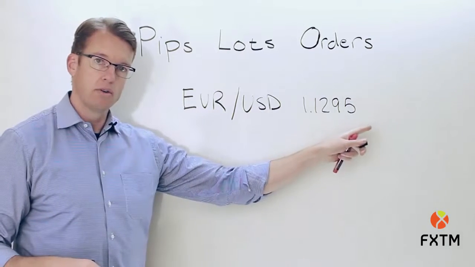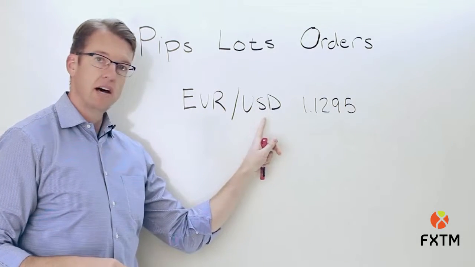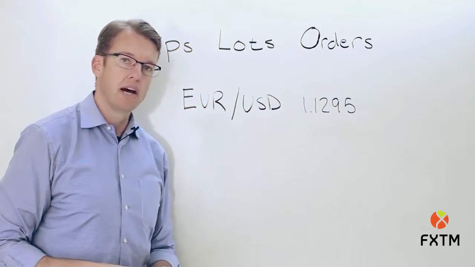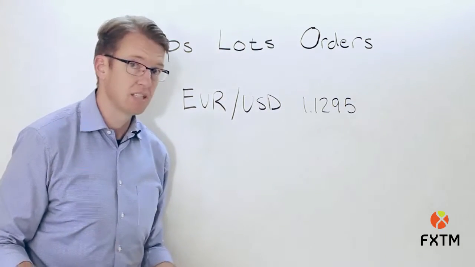Now the exception to this rule, where the pip stands for the fourth decimal place, is of course going to be anything where you have the yen on this side of the exchange rate. If the yen is on this side of the exchange rate, then the pip will be the second decimal place.